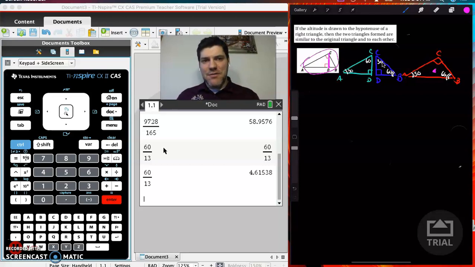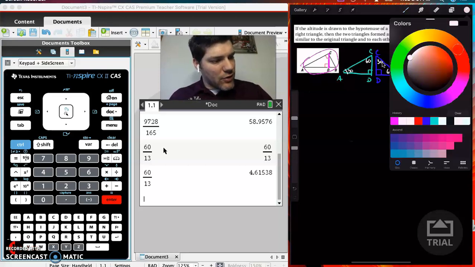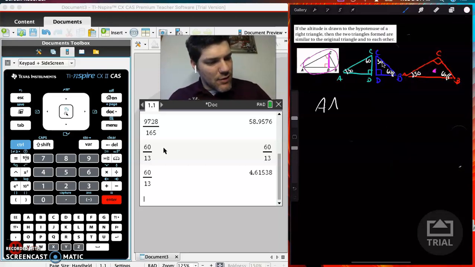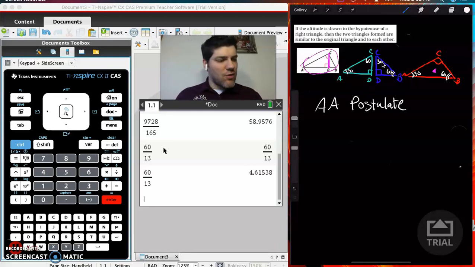Again, all triangles add up to 180 degrees. We are using what we call the angle-angle postulate, or AA postulate, to create similarity or to show and prove similarity, and that works just fine for us. What we're going to do is start talking about geometric means, but first let's look at ratios, because that's something that we know we can do with similar triangles.